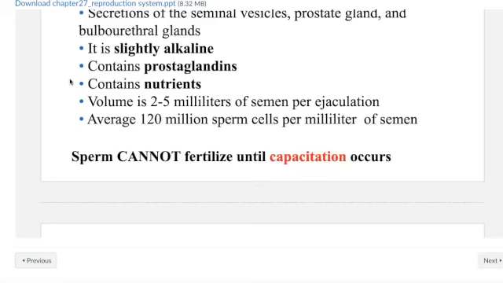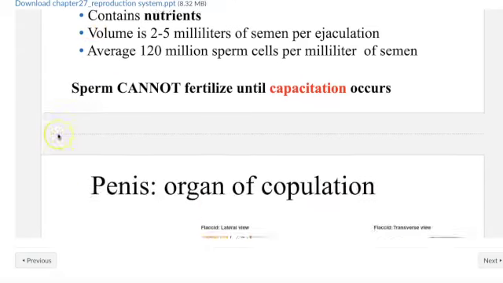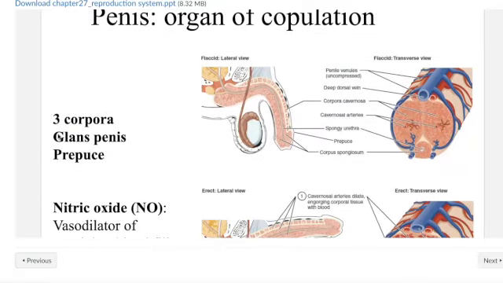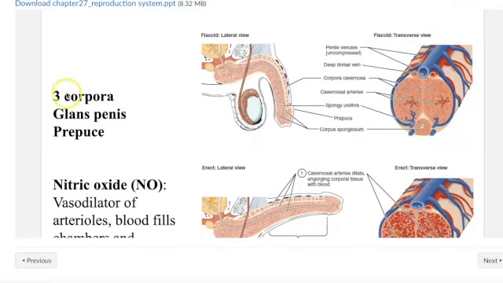Then it will have to go through capacitation, and then it will increase its motility as well before it fertilizes. Okay. There are three parts: the corpus, then there's the glans penis, and then the prepuce. Okay.